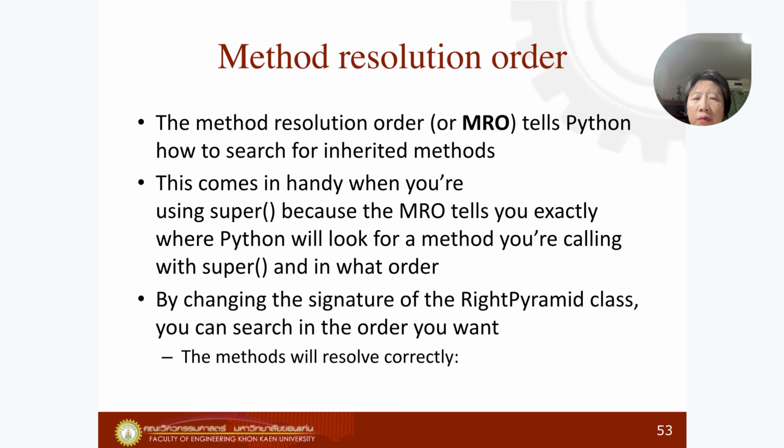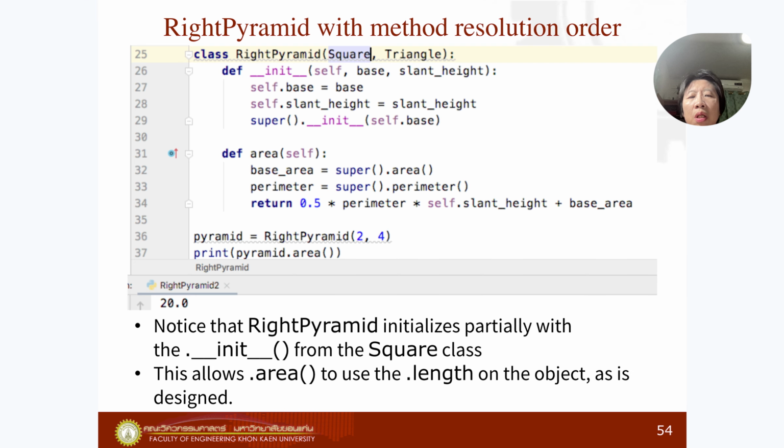So if we want to solve the problem, then we need to use method resolution order or MRO. MRO will tell Python how to search for inherited methods. This comes in handy when you are using super because MRO tells you exactly where Python will look for a method you are calling with super and in what order. So by changing the signature of right pyramid class, you can search in the order that you want. So in right pyramid, we will specify that we want it to search the area from square first and then triangle.